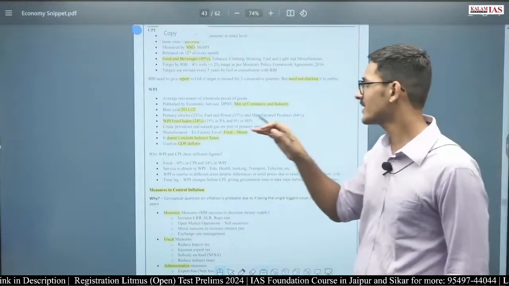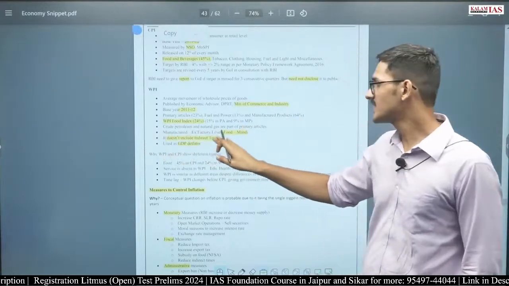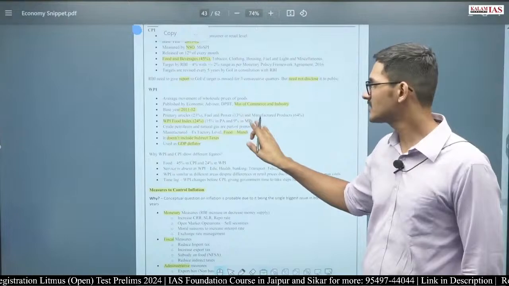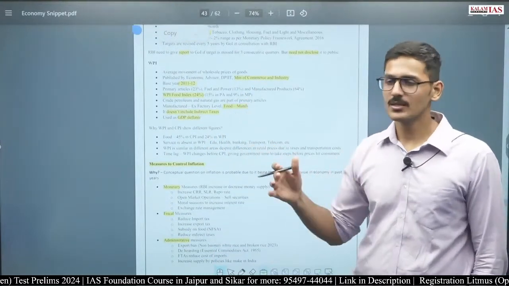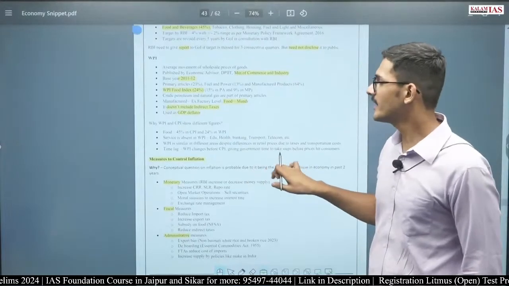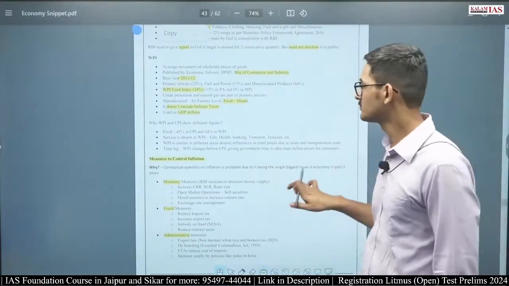About the wholesale price index, the manufacturer price is basically ex-factory level, and the food price is mandi level. It does not include indirect taxes. Indirect taxes are not included while calculating wholesale price index, and it is used as a GDP deflator.